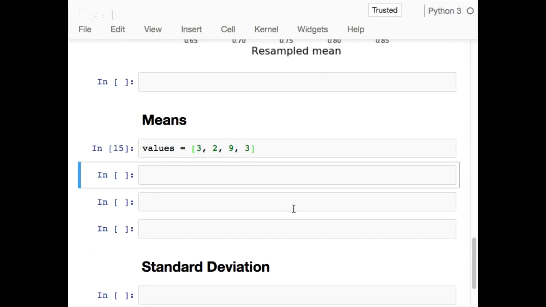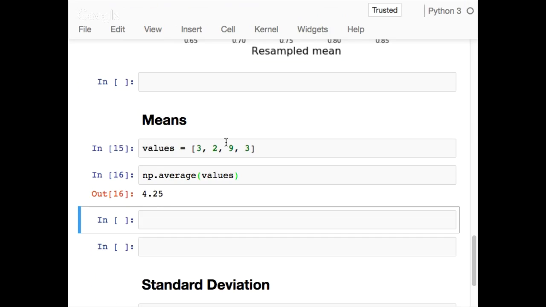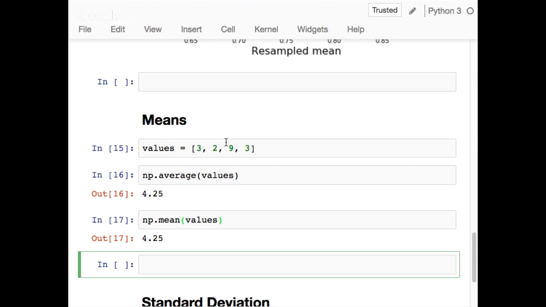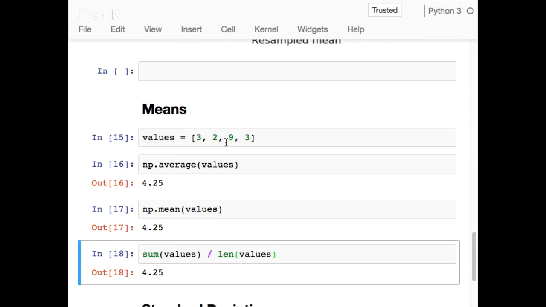Okay, so I have here some values. These are the same values that I saw before: 2, 3, 3, 9. I just flipped a 3 and a 2, but the mean isn't affected by the order in which my values appear. The way I can calculate my mean is np.average(values), which gives 4.25, the same as np.mean(values). So these are two ways to do the same thing. Or if I forget that these methods exist, I can always do sum of values divided by length of values, and that will give me the same 4.25.